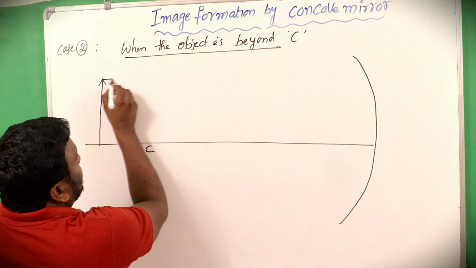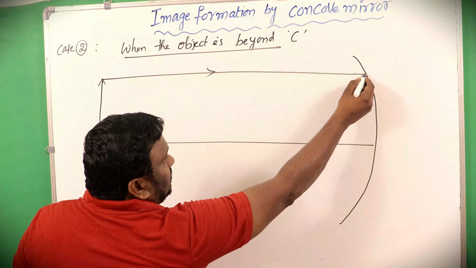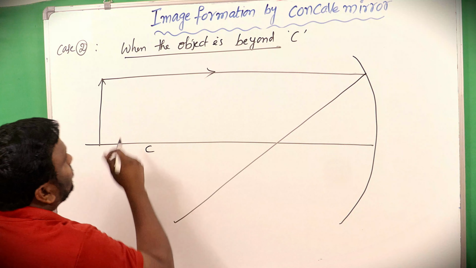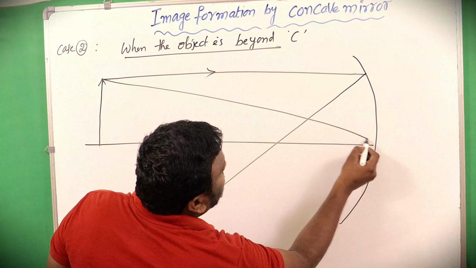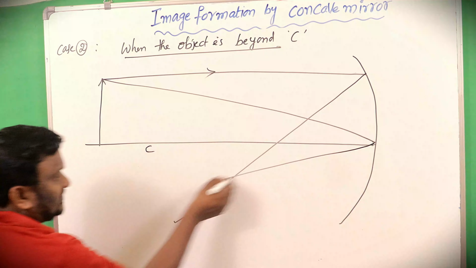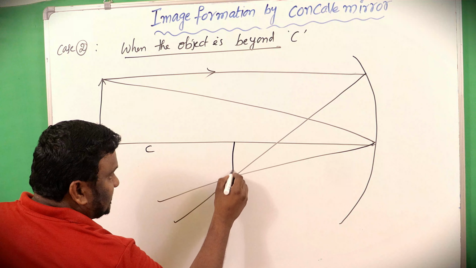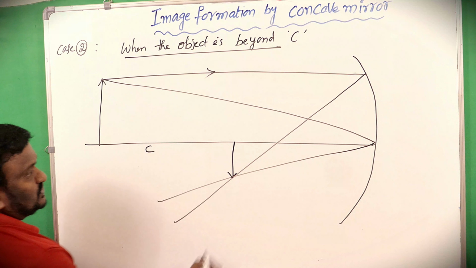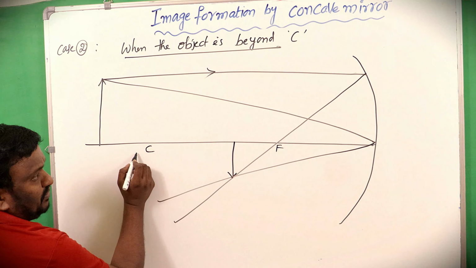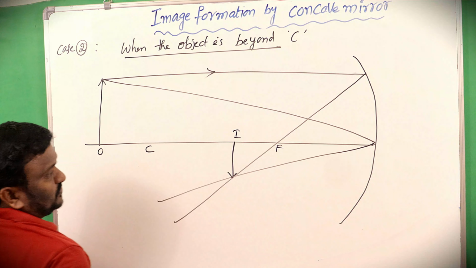Now what do we have to say? The ray that is parallel to the principal axis, after reflection, passes through the focus. The next ray strikes obliquely at the pole, and it is reflected at the same angle. Where these two reflected rays intersect, there we get the image. So this is the focus and this is the center of curvature. This is the object and this is the image, clear children?